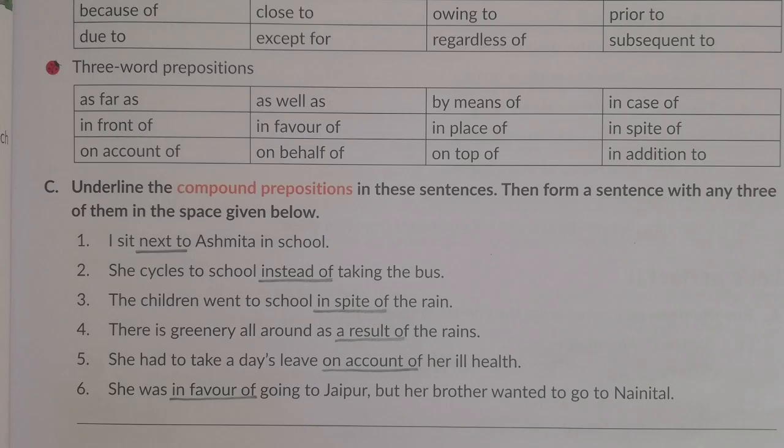Here, on the upper side, the two-word prepositions and three-word prepositions are given, as you can see, and the exercise is given on the downside. So you have to underline the compound preposition. In the first, next to; in the second, instead of; in the third, in spite of; in the fourth, as a result of; in the fifth, on account of; and in the sixth, in favor of.